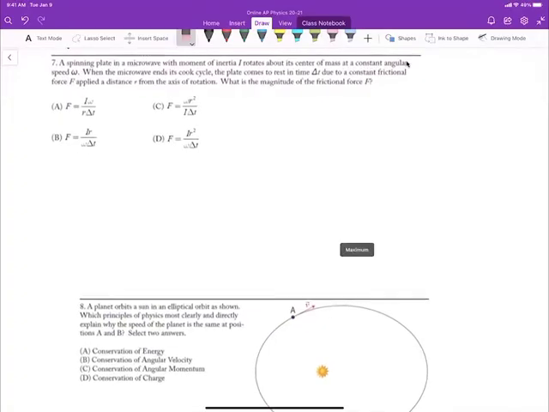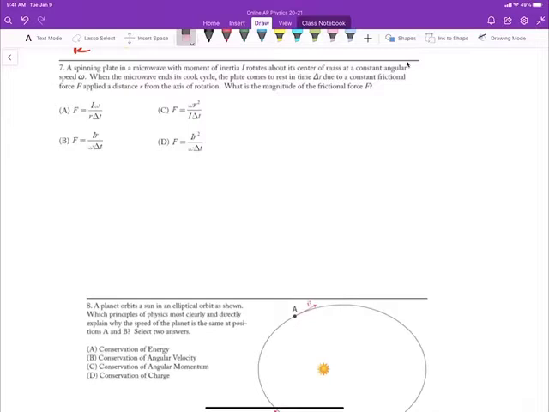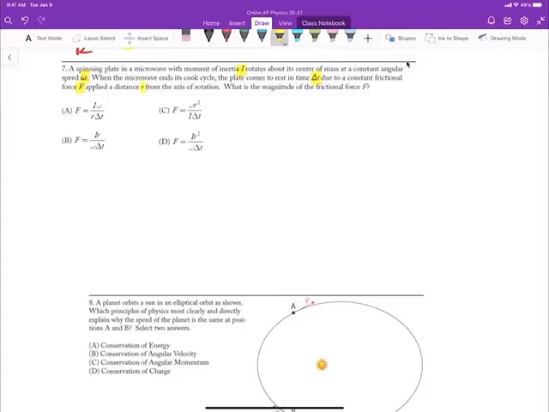All right, number 7. I have a spinning plate in a microwave with a moment of inertia, I, about its center of mass at a constant angular speed, omega. When the microwave ends its cook cycle, the plate comes to rest in some time, delta t, due to a constant frictional force applied a distance r away from the axis of rotation. So we have a force applied at some distance r that creates a torque. What is the magnitude of that frictional force?